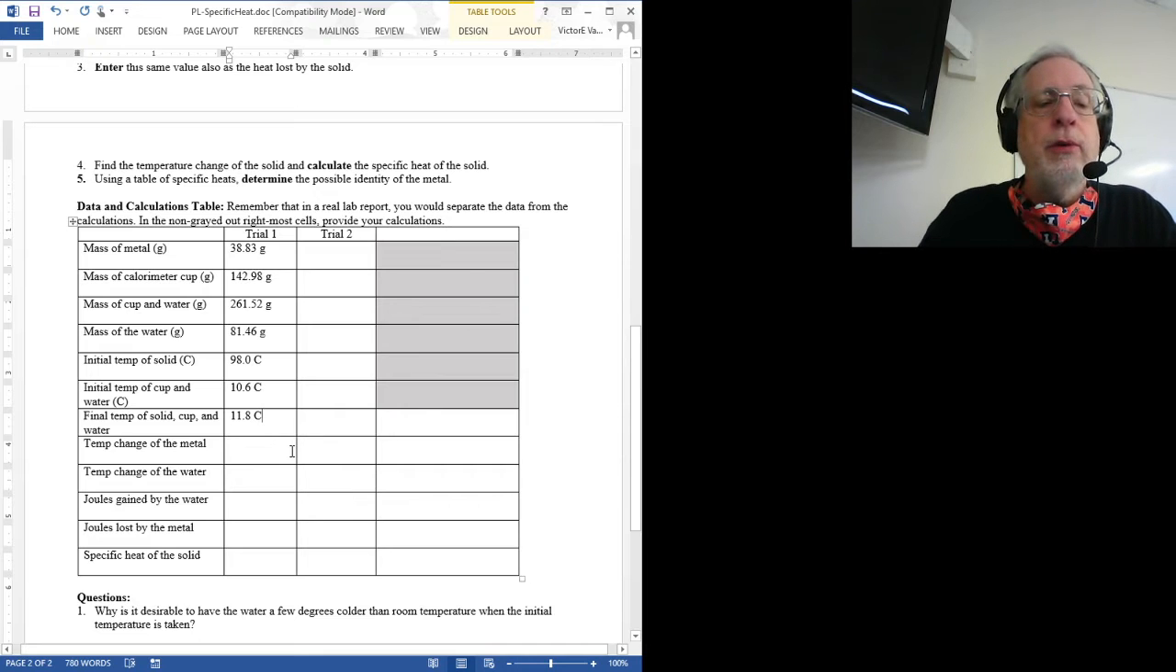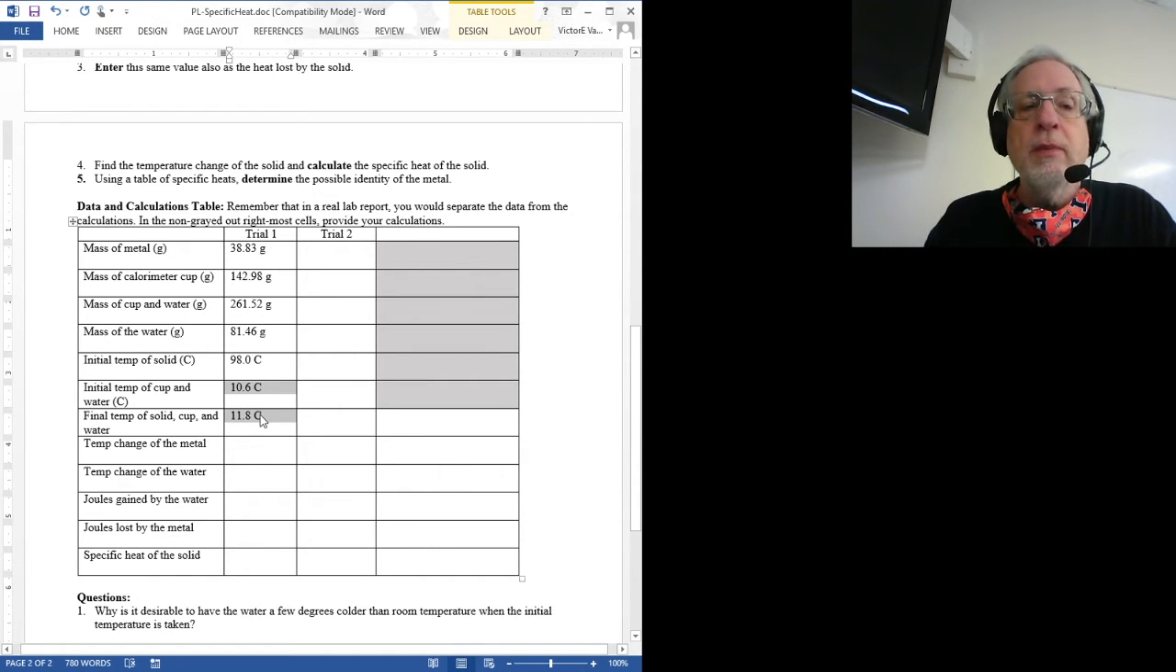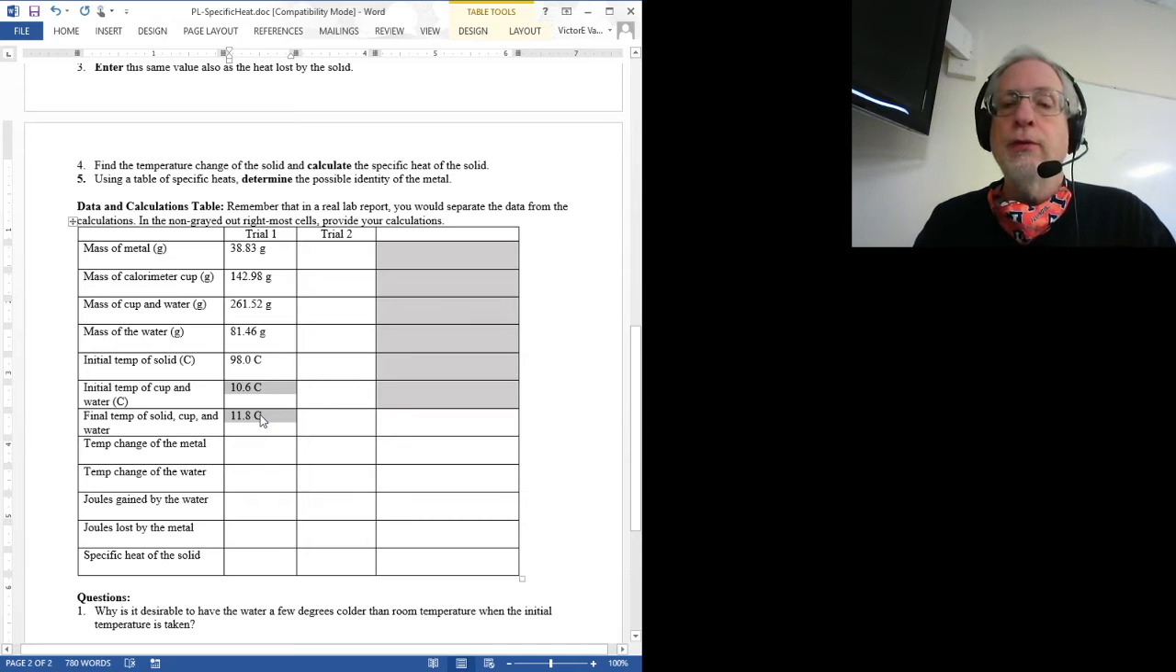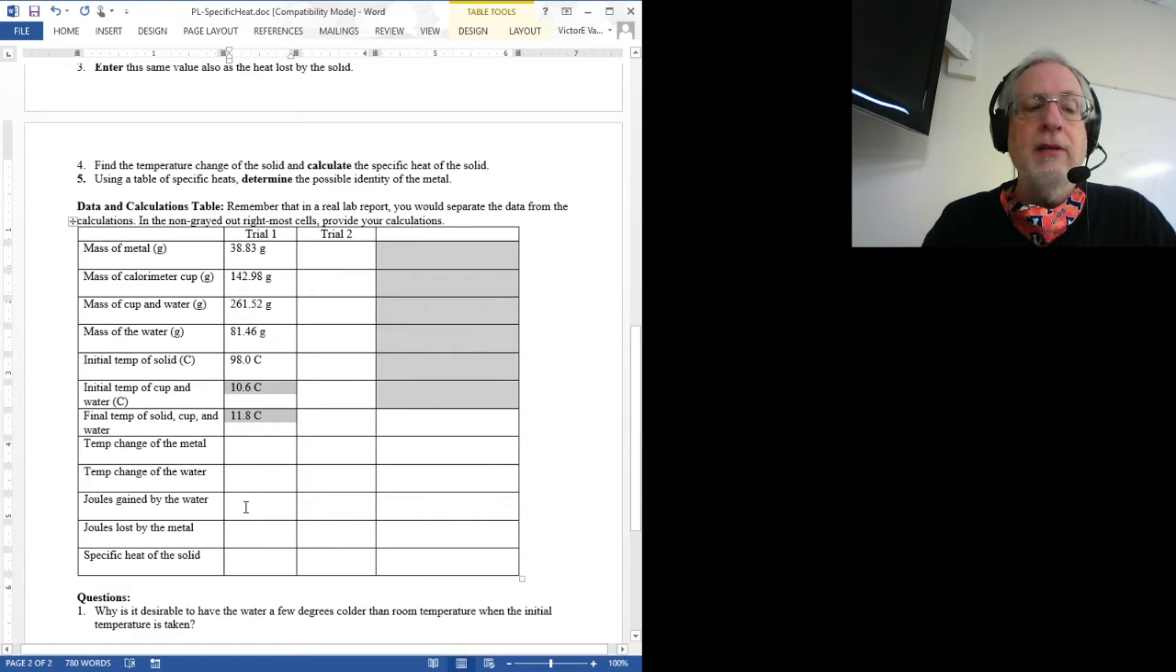And remember, Q is equal to mc delta T. So calculate the temperature changes, then calculate the joules gained by the water. Q is equal to the mass of the water times the change in temperature of the water times the specific heat of water, which I told you is 4.186, and that'll give you the joules gained by the water.